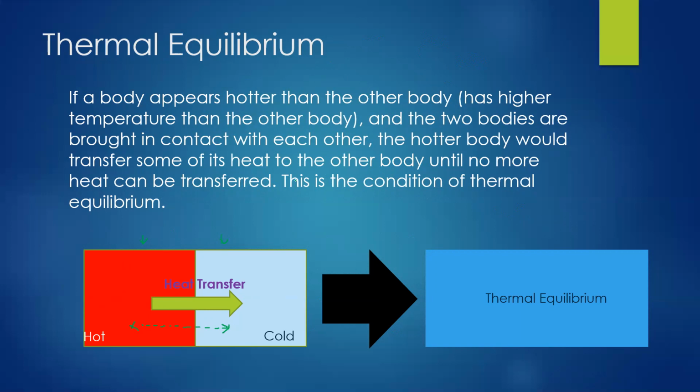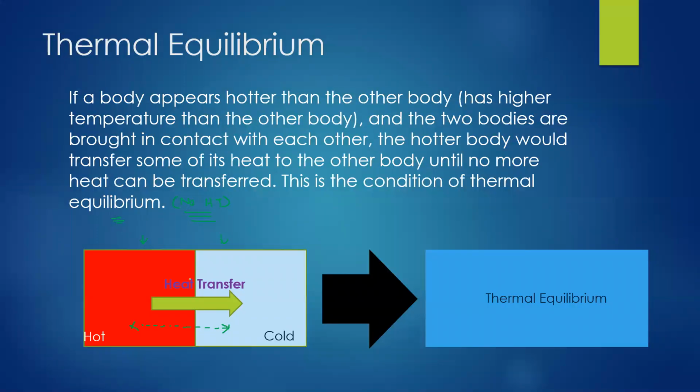This situation where no more heat can be transferred is known as the condition of thermal equilibrium. So under thermal equilibrium, no heat transfer can take place. That means the temperatures at thermal equilibrium are going to be the same, because heat transfer takes place only due to temperature difference. If there is no temperature difference, then heat transfer will not take place. Keep that in mind.